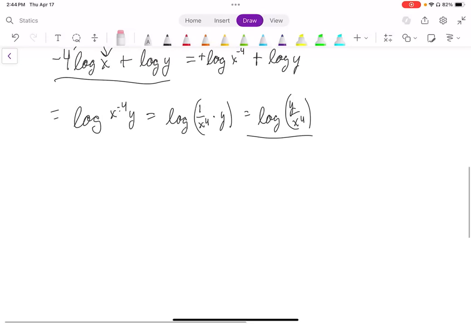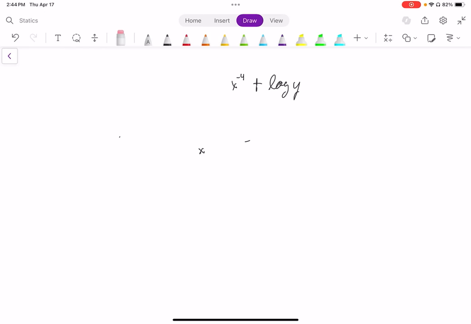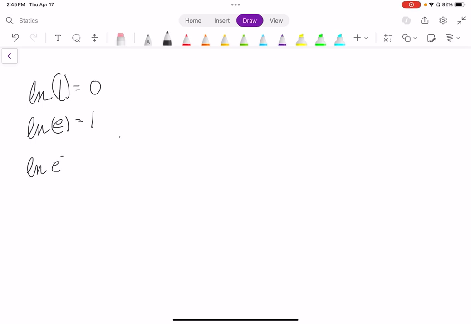Now that we've refreshed our skills with logs, let's start looking at natural log. Recall that the natural log of 1 is 0. The natural log of e is 1. And the natural log of e to the -1 is -1. In other words, these would cancel each other out.